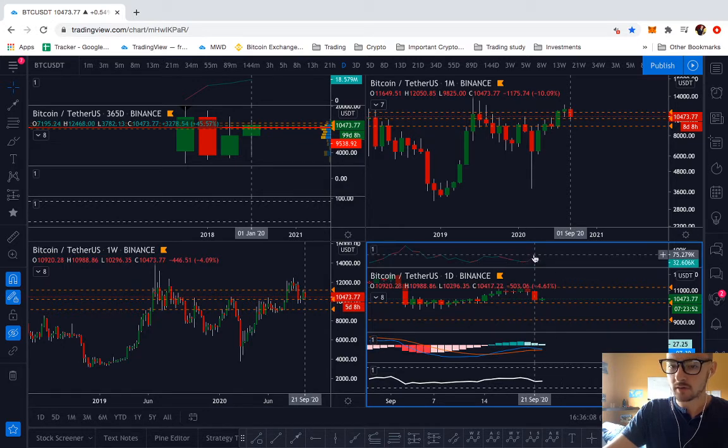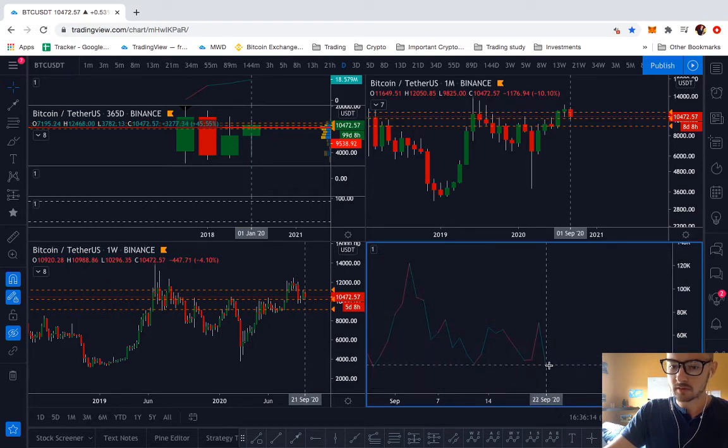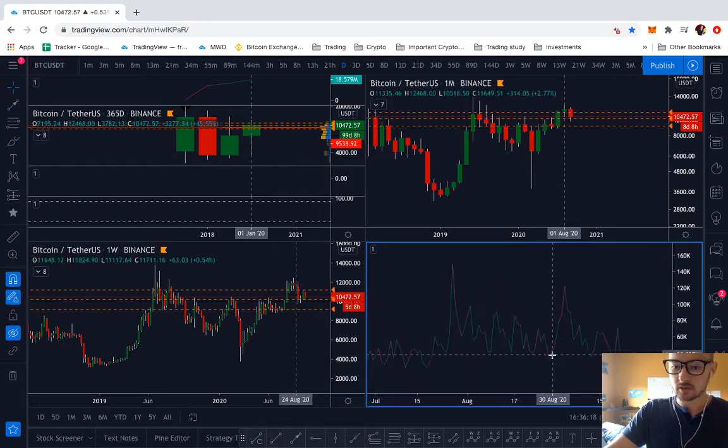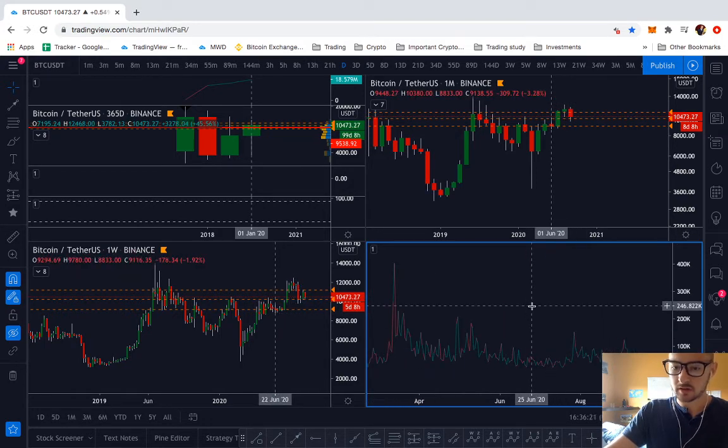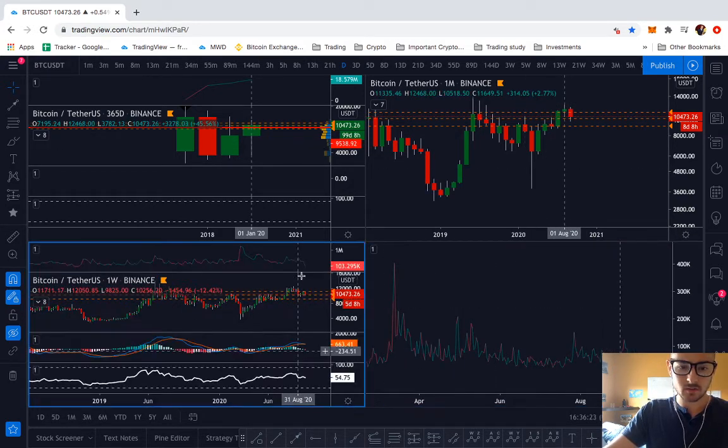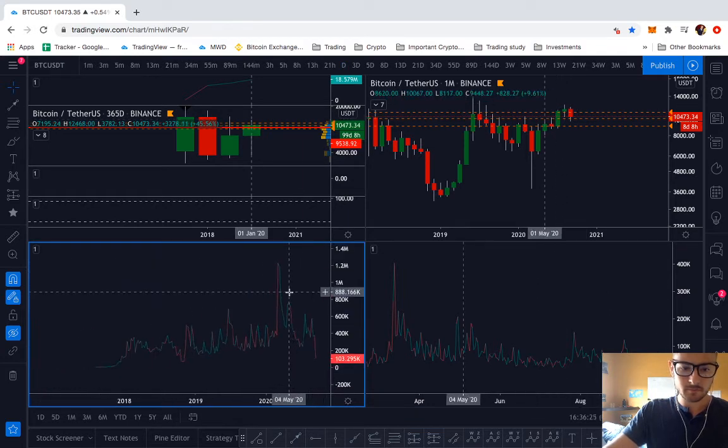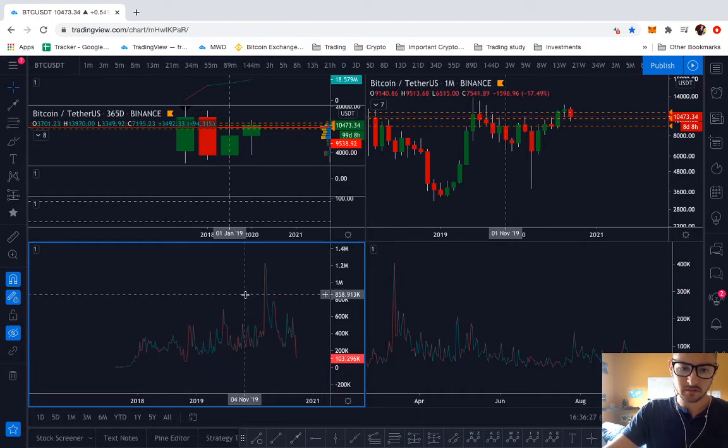We got some higher volume on the daily right here. So they're selling a little bit, but are we going to get support here? We want to see a bounce. We want to see a bounce within the next 8 hours. So yeah, volume is a really, really interesting indicator. Here's the weekly right here. Yeah, you can definitely find trends and stuff like that.